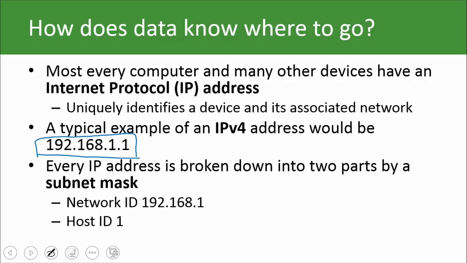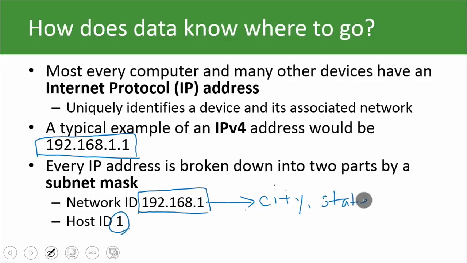And so we have a network ID portion, which is 192.168.1, and then the host ID, which is 1. This network ID, think of it as like city and state, I guess maybe your street name. And then we also have the host ID, which would be like your house number.